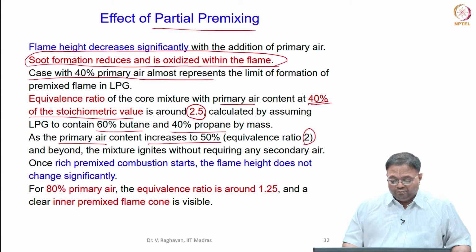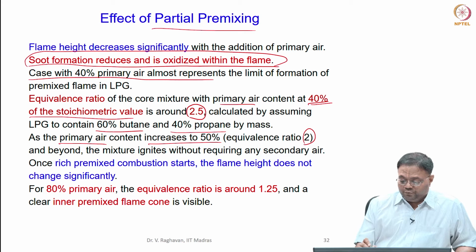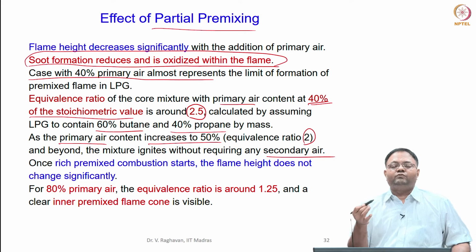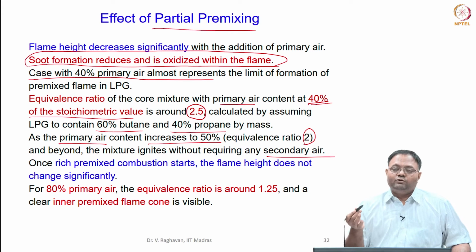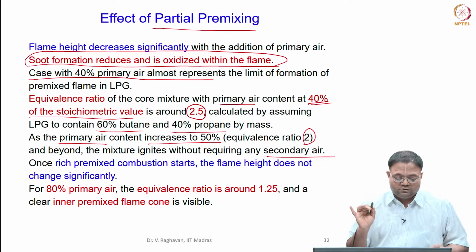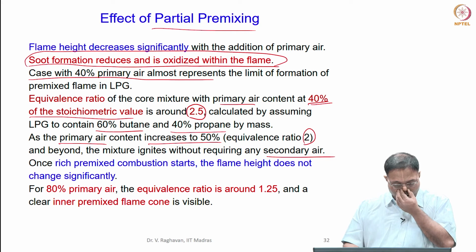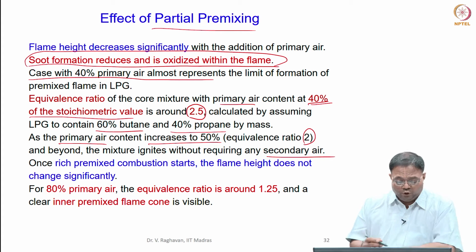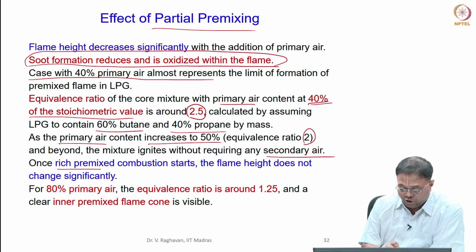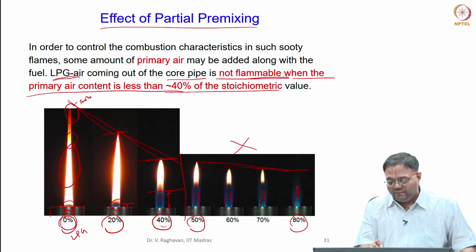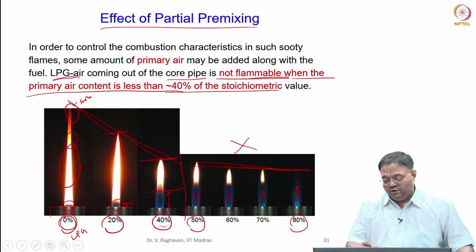So, what happens here? The secondary aeration is not required, it will burn. But anyway, a rich mixture burns, so more CO and even H2 will be present in the products. Then you need additional air to burn it. Now, rich premixed combustion starts, and the flame height does not change significantly. That is what I have told here. So, the drastic reduction in the flame height is not seen here.